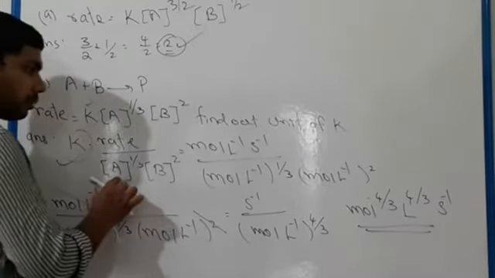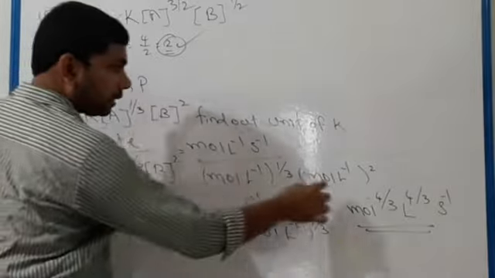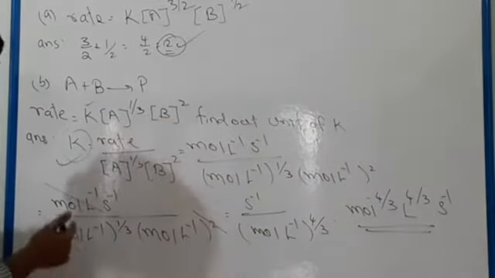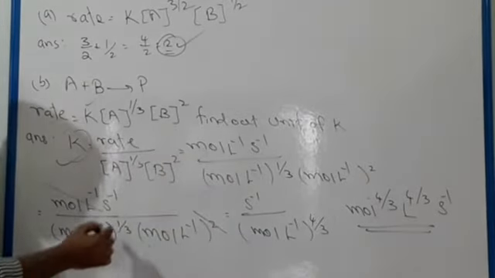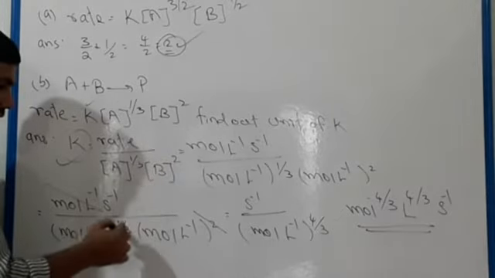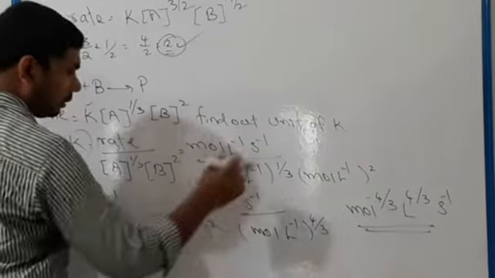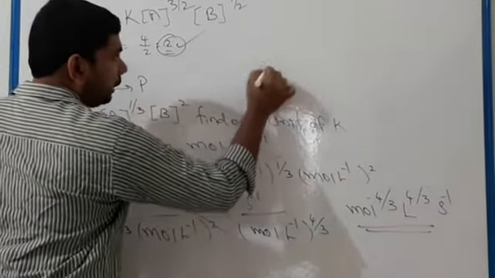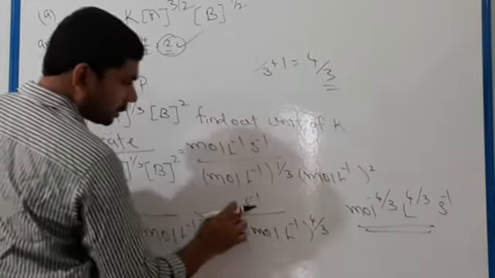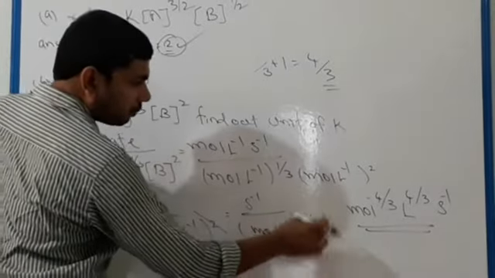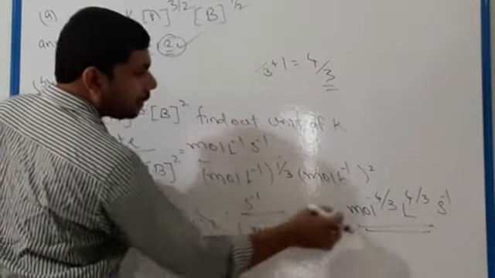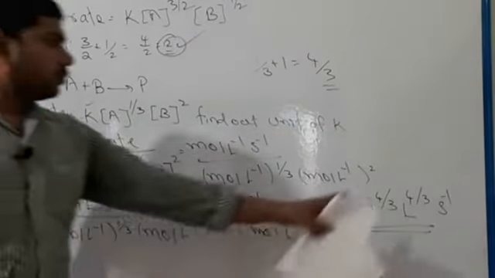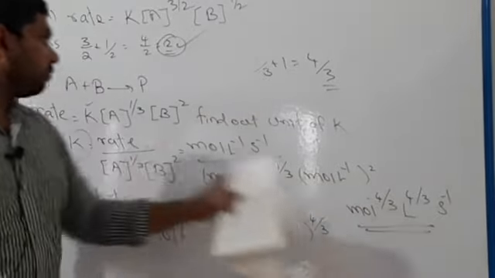And here its unit is mole per liter power 1 by 3. Here its unit is mole per liter power 2. So here one mole per liter, here mole per liter power 2. So we can cancel one of this with one of this. So here 1 by 3 and here 1. When you add 1 by 3 and 1, you will get 4 by 3. So here second inverse mole per liter power 4 by 3. Finally, bringing this up, you will get mole power 1 minus 4 by 3, liter power 4 by 3, second inverse, and this is the unit of rate constant here.